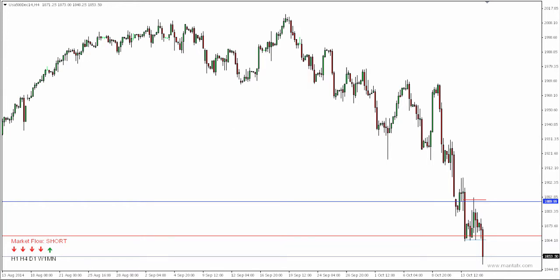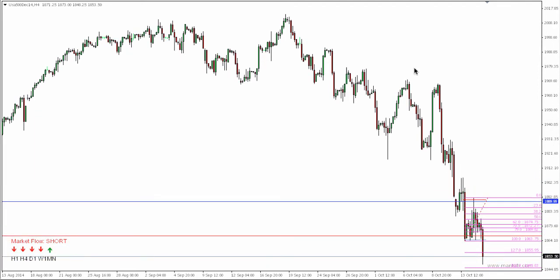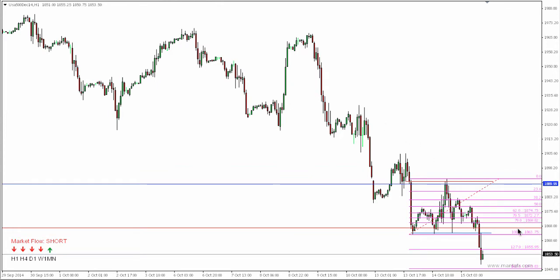About targets, price reached the 127 level today, and it came very close to reaching the 162 level, which is very close to the overall target I initially have for the S&P 500. What might happen is we could see price retesting this level, these lows right around the 186.375, 184 level, for the second leg down. It is a possibility.